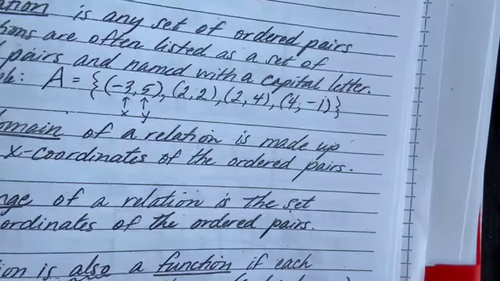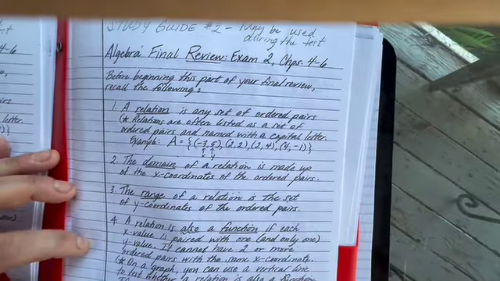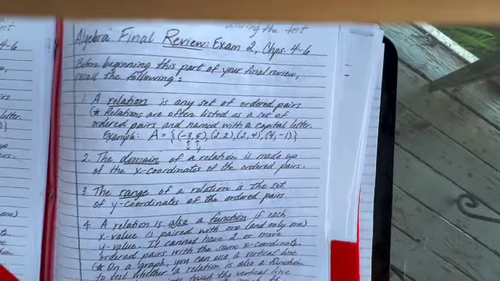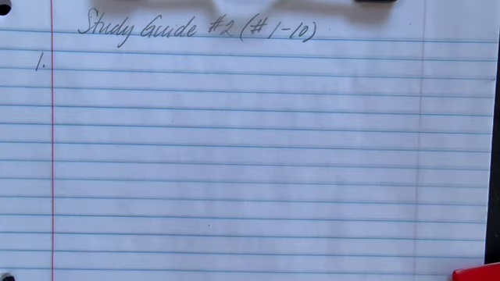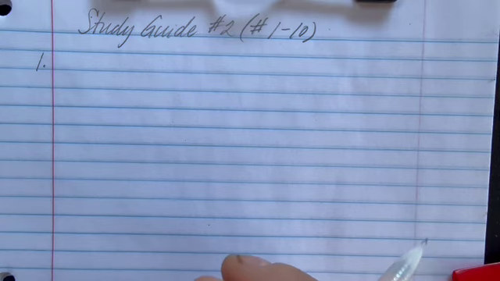In order to solve problem 1, you need to read the page that I wrote for you in your red study guide. This page right here that talks about relations and functions, you need to read through that in order to be able to evaluate problem number 1 and problem number 2, which are asking you questions about relations and functions.